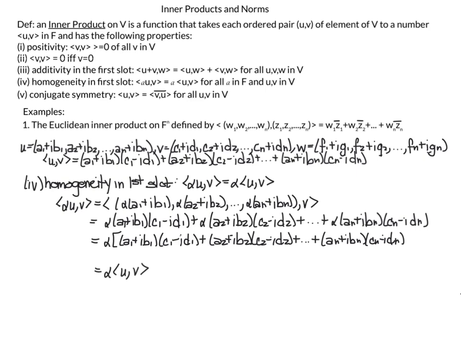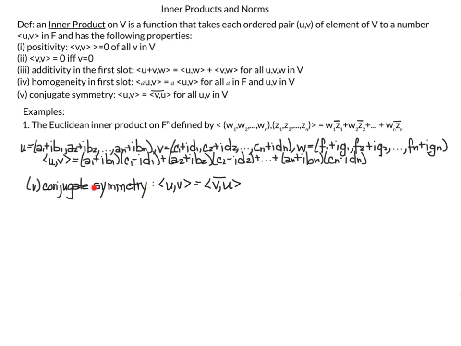At this point, we're down to algebra, but you can see we have an alpha in front of all of our terms. So we can factor that out using the regular distributive property. And then we have alpha times all of our terms, our a1 plus ib1 times c1 minus id1, our second term a2 plus ib2 times c2 minus id2, up to the nth term an plus ibn times cn minus idn, which here now we have alpha, and this whole thing here is equal to the inner product of u and v. So we have shown or demonstrated homogeneity.